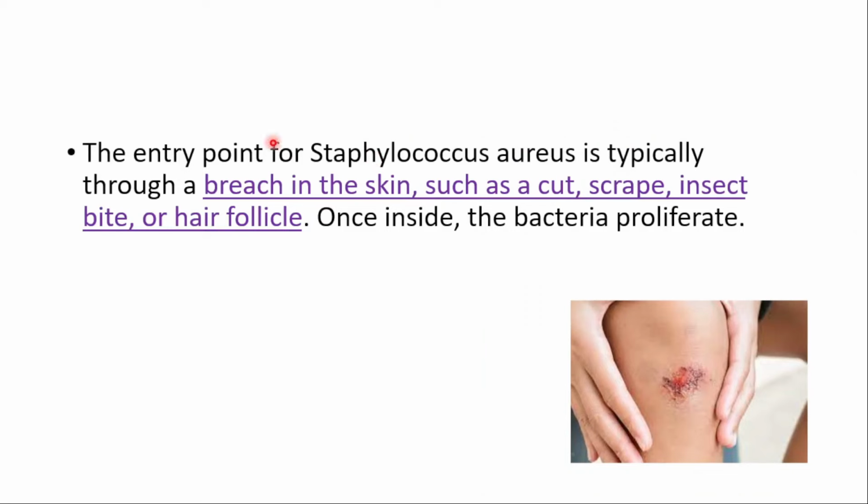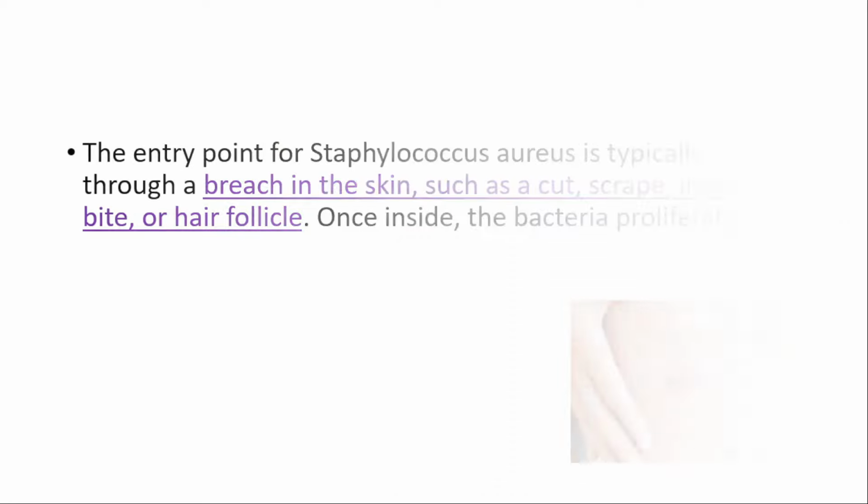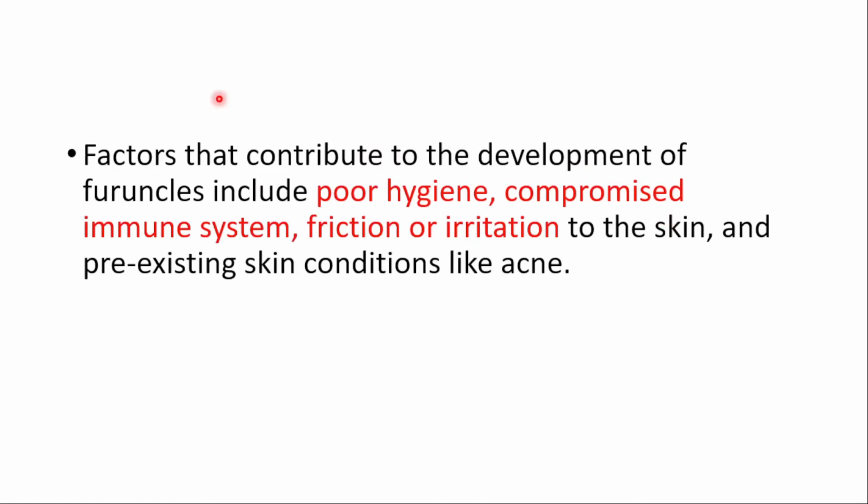The entry point for Staphylococcus aureus is typically through a breach in the skin, such as a cut, scrape, insect bite, or hair follicle. Once inside, the bacteria proliferate. Factors that contribute to the development of furuncles include poor hygiene, compromised immune system, friction or irritation to the skin, and pre-existing skin conditions like acne.